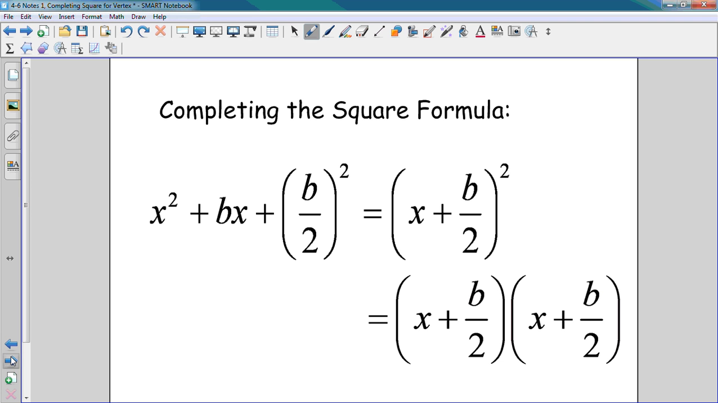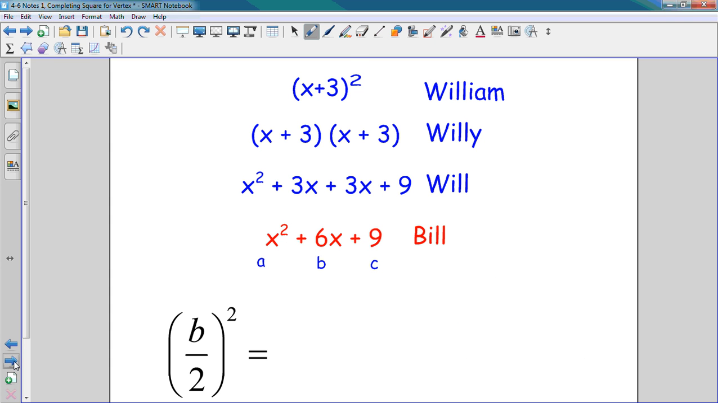Now, here is the completing the square formula. I'm going to come back to this, and you're going to have to use this in just a second. But first we're going to talk about what is going on.